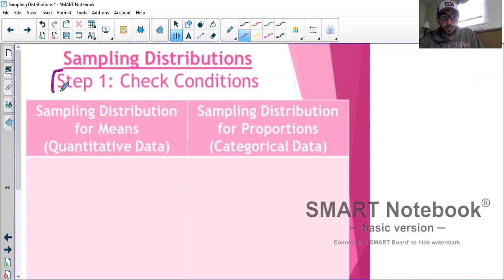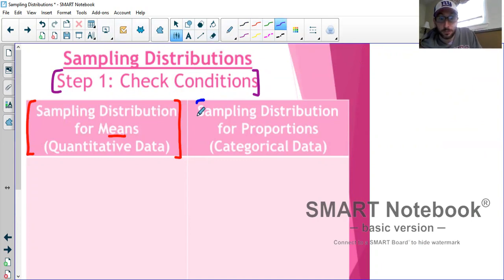So, checking conditions. There are three conditions to check. Two of them are the same, but the third one differs depending on the type of sampling distribution. We've got sampling distributions for means. That's when we're working with quantitative data: taking a sample, finding some quantitative variable, finding the average, plotting it. Of course, the word means is probably going to be in the context, so that should give it away.